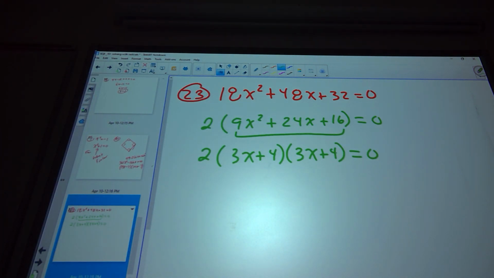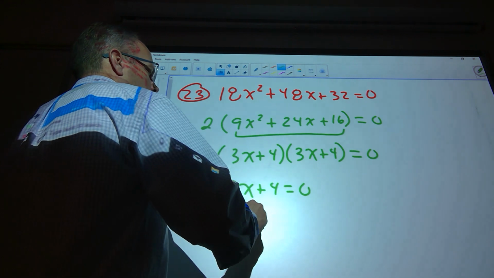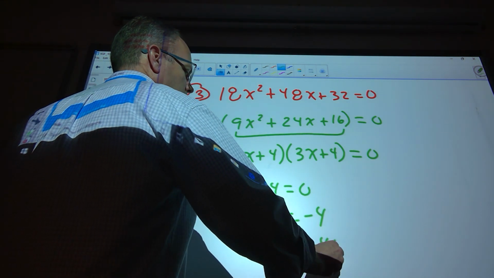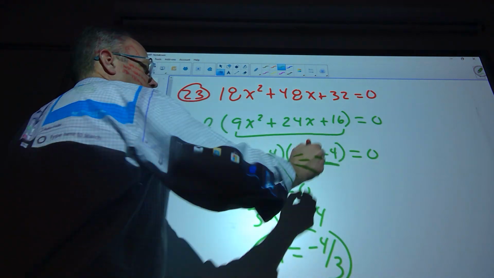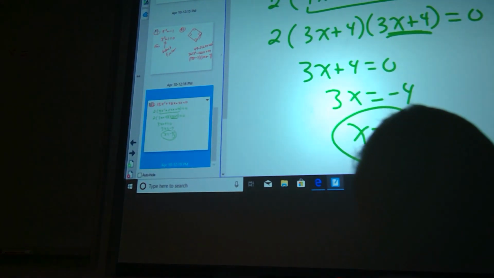The only reason I saw that is I recognize 16 and 9x squared are perfect squares, and in this class a lot of times that means, hey, look, perfect square trinomial. And then set this equal to 0. Subtract 4. x equals negative 4 over 3. And you would have it twice because that would give you the same answer. And then what happens if you just leave the 2 alone? It doesn't affect the problem at all.